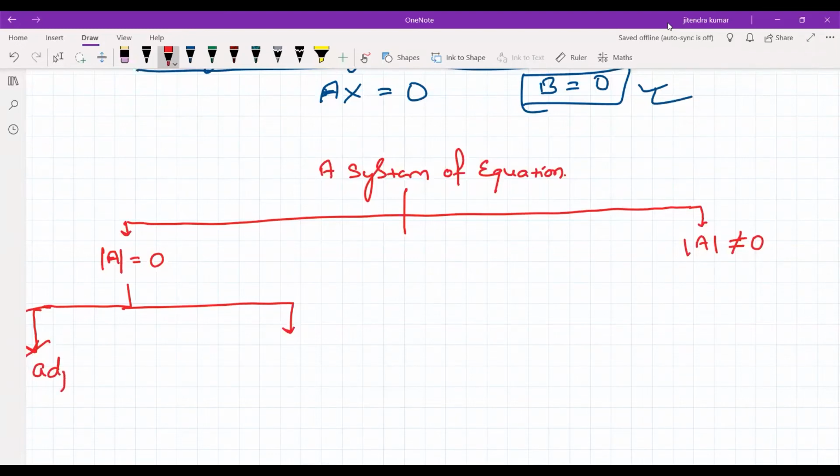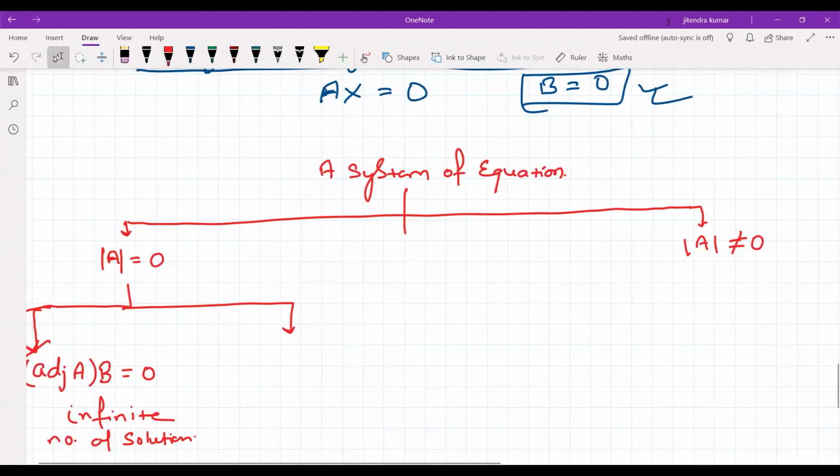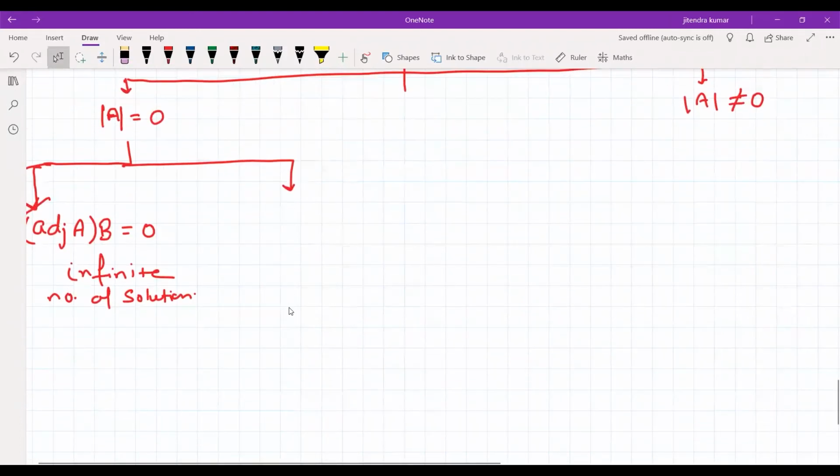Then we will find the adjoint of A into B. And if adjoint of A into B is again equal to 0, it means it has an infinite number of solutions. They do have solutions, infinitely many, so it is consistent.